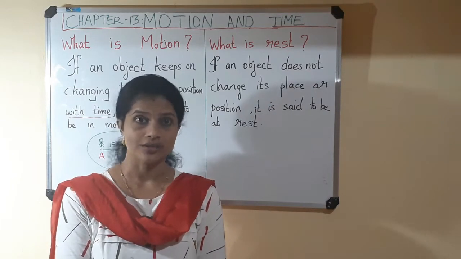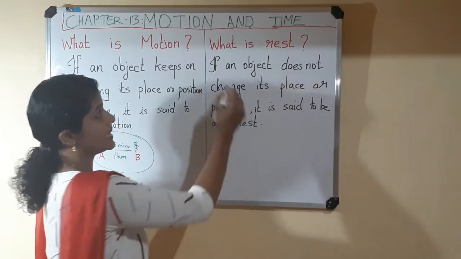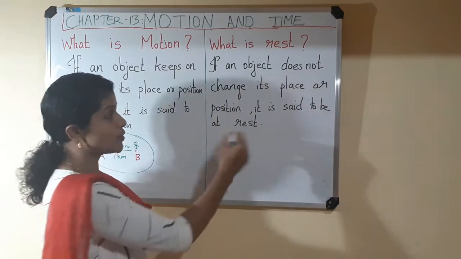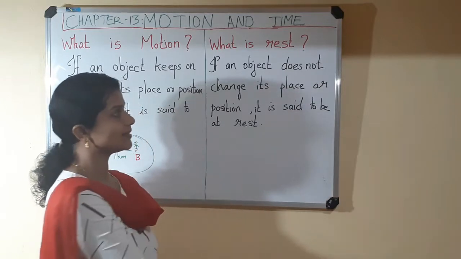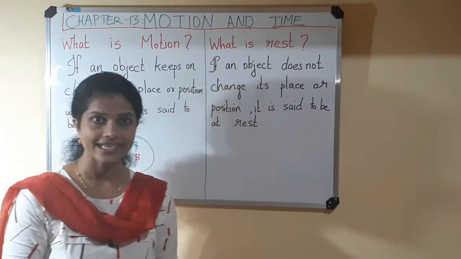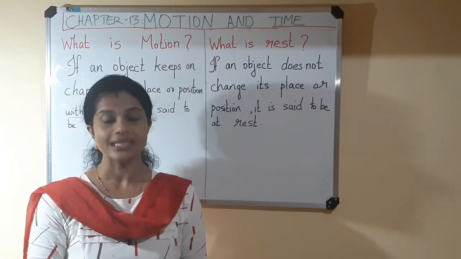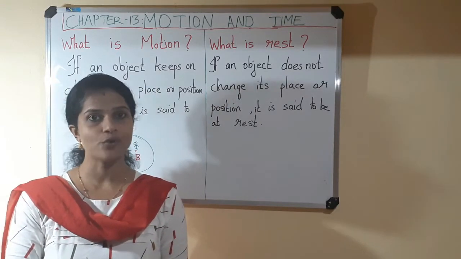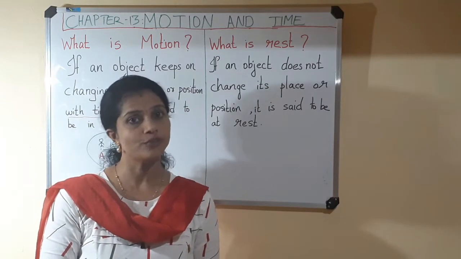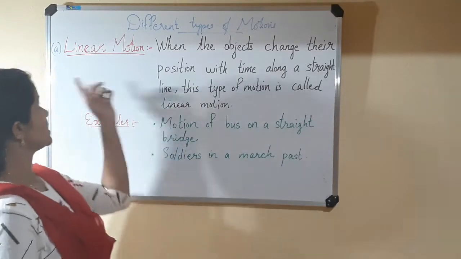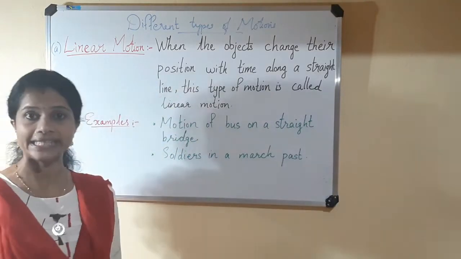Okay. So here we can say that if an object does not change its place or position, it is said to be at rest. Is that clear for you? What is called motion and what is called rest? Now we are going to learn about what are all the different types of motions. So first here we are going to explain about the linear motion.